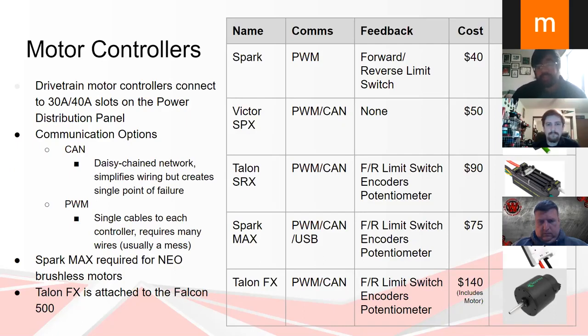And to run the brushless Neo motors, you have to buy the Spark Max. So none of the rest of these will work, including that Spark at the top. In general, brushed motors can run off of almost anything. Brushless motors need specific controllers.